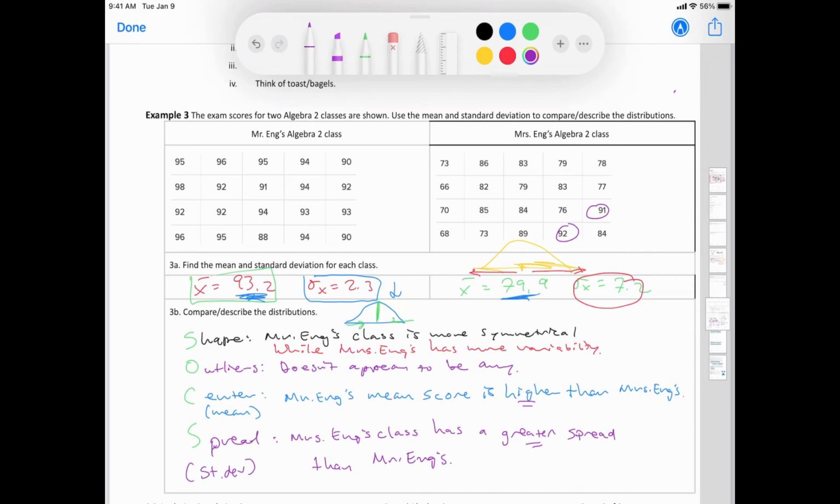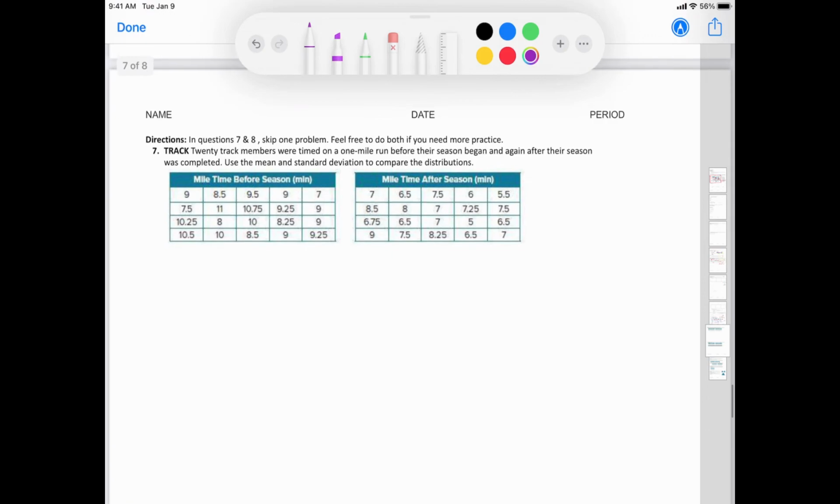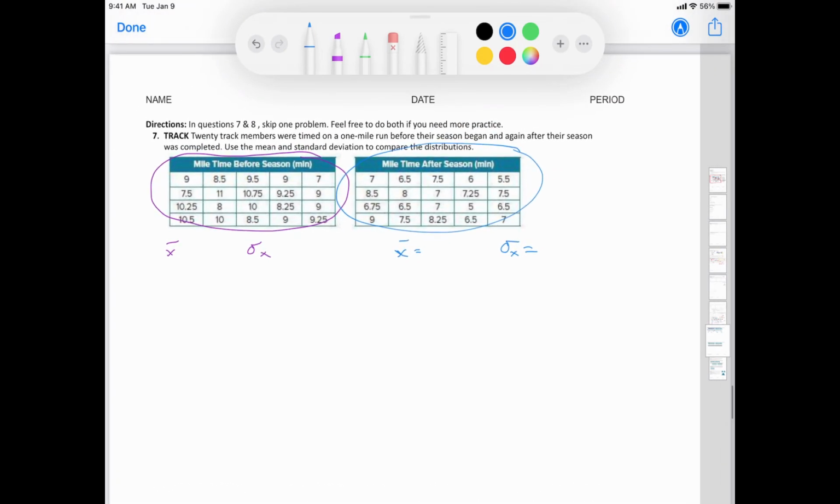Okay, so that is our example number 3. Let's go ahead and move on to the track here. I'm going to pause the video and get an average and a population standard deviation for both of these, and then come back, and then we can write that SOCS together.